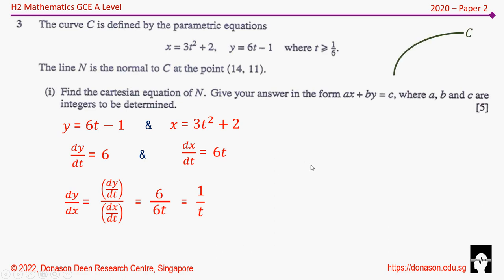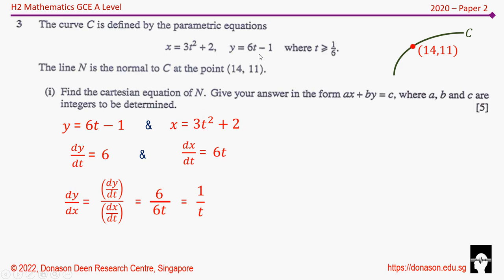Now let's find out what is the value of t that we need to substitute. Let's say the curve looks like that, and we go to this point, which is (14, 11), because that is the point of our concern. That's where we need to find the normal. So 14 is the x coordinate and 11 is the y coordinate.